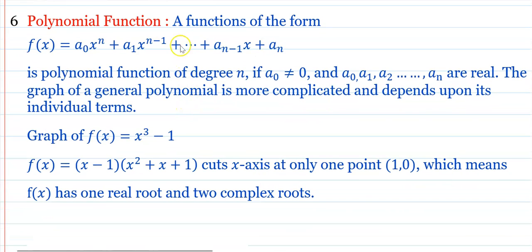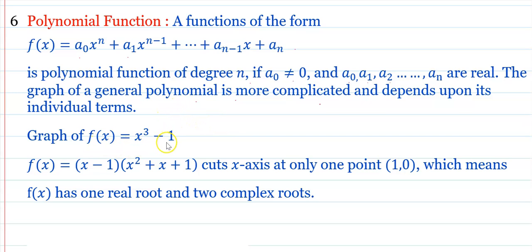Polynomial function: a function of the form f of x is equal to a0 into x raised to n plus a1 into x raised to n minus 1, and so on up to an, is a polynomial function of degree n, where a0 is not equal to 0, and a0, a1, a2 up to an are real. The graph of a general polynomial is more complicated and depends upon its individual terms.